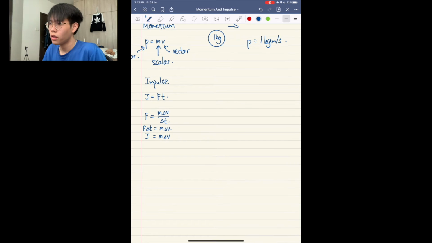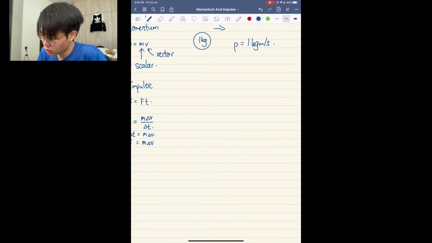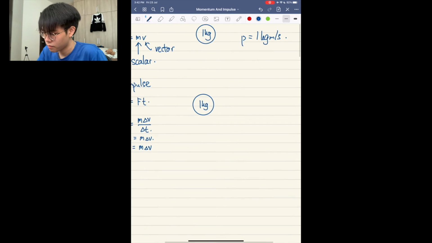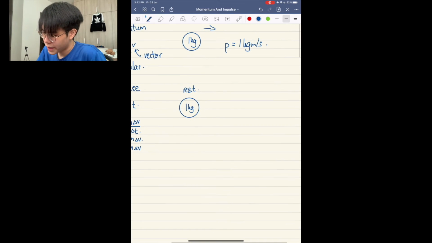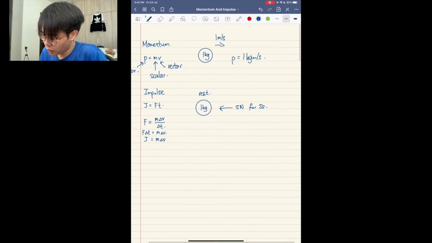Here we have an example. Imagine we have a ball of 1 kilogram, and it is at rest, which means the initial velocity is 0. And I try to push this ball with a 5 Newton force for 5 seconds. First, we need to find the impulse.